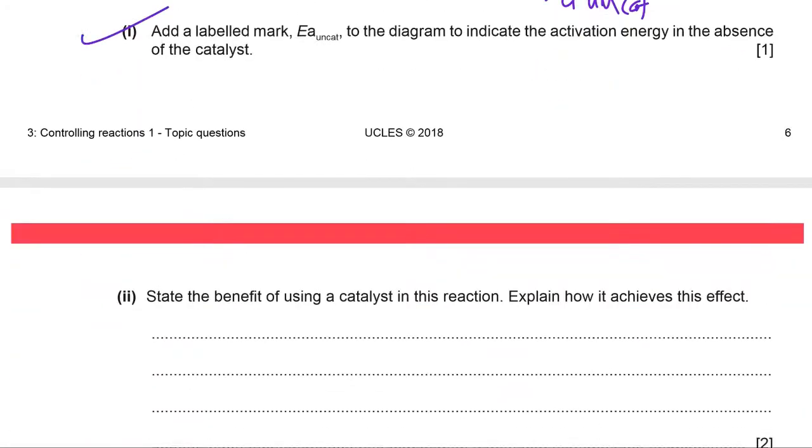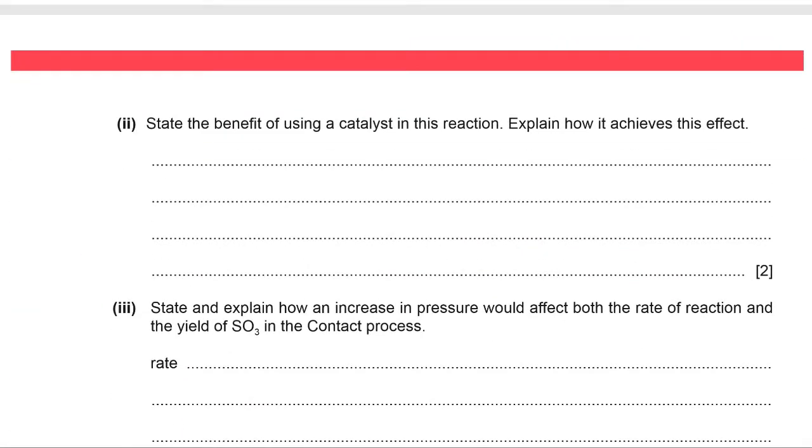So let's come back to this question. You need to state the benefit of using a catalyst: the rate of reaction will be increased. Why? Because the number of collisions will be increased. How is that increased? By decreasing the level of the activation energy, so you will have more successful collisions.